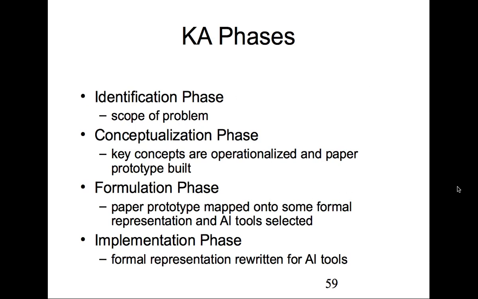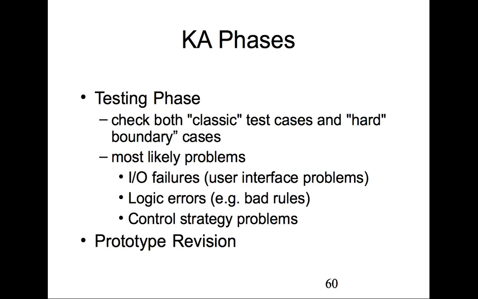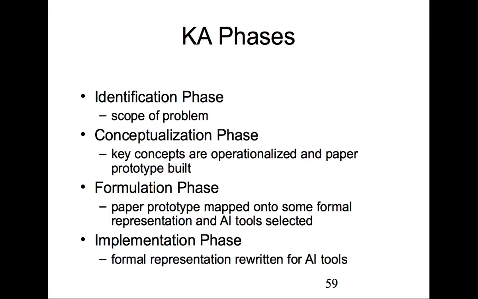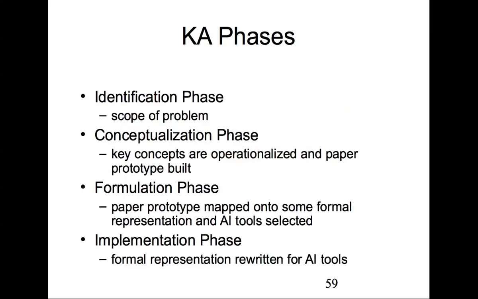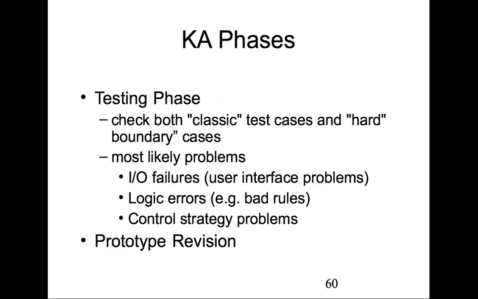Then we can formulate a solution. We have the formulation phase where we have a paper prototype and also a formal representation of the AI tools that are selected, maybe some formalized report coming out of this. Then we have the implementation phase, where it's rewritten using the AI tools, so we can implement the kind of problem solution that we need. We also have a testing phase at the end, and this is very much like a software development lifecycle model, but tailored towards a knowledge acquisition lifecycle.